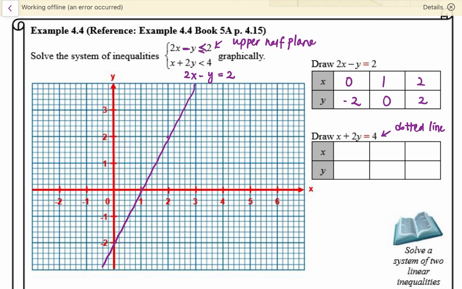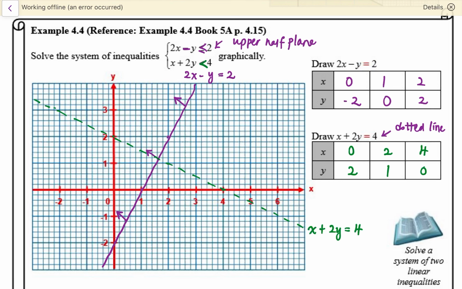We try not to shade the upper half plane, but instead we'll be using arrows to show that we are shading the upper half plane. Otherwise, it would be very hard for us to determine the overlapping region. So here I'm using 3 arrows to indicate that we are shading the upper half plane. So let's draw the second straight line, but we will be using a dotted line.